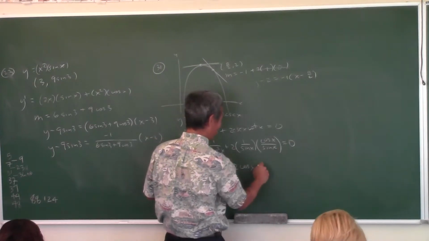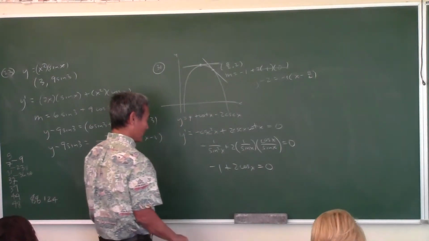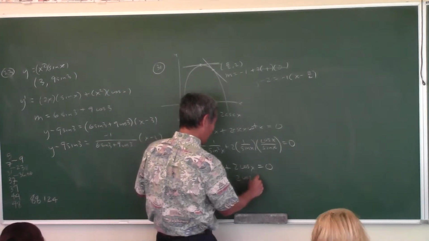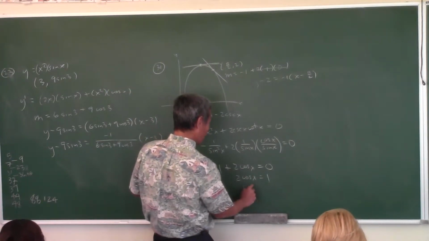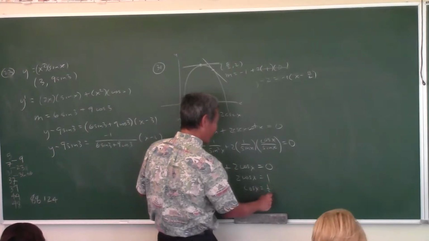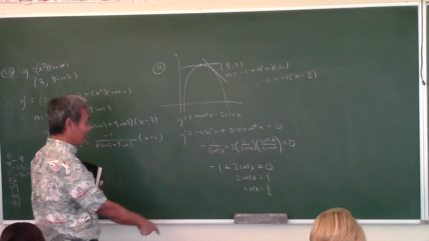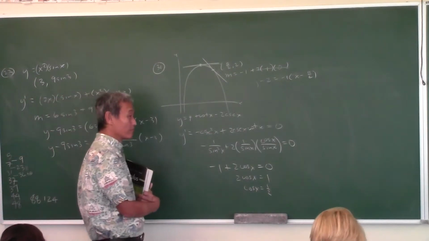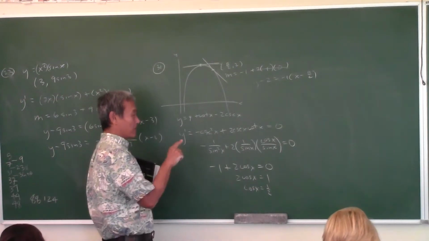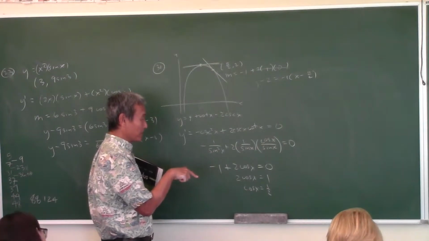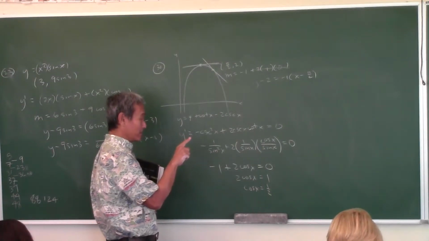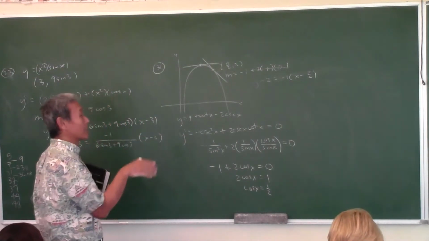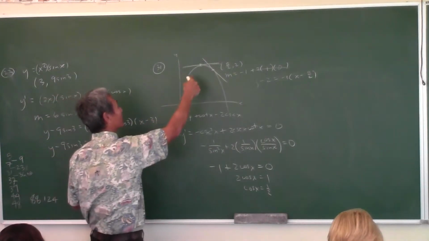And of course, if you multiply anything times 0, you get 0. 2 cosine x equals 1. Cosine x equals 1/2. Hey, that's a number I know. Now, when is cosine x equal to 1/2? You got pi over 3, you got 5 pi over 3, you got 7 pi over 3, you got negative pi. There's an infinite number of answers, but that's why you have to look at the graph.